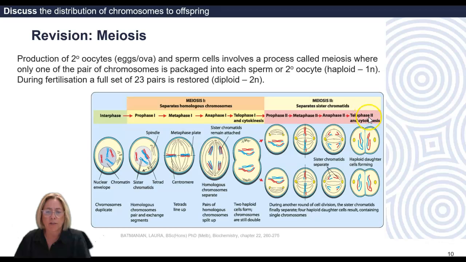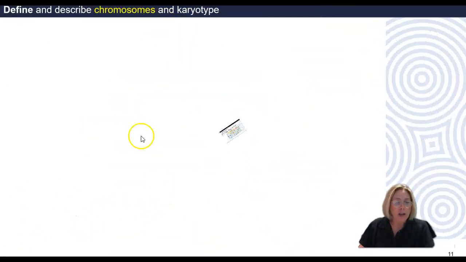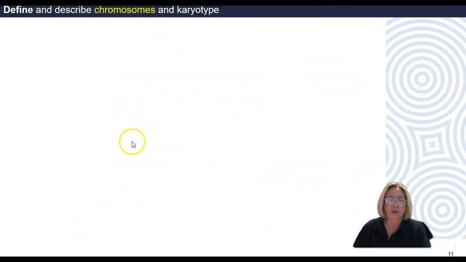And as a result of that, then in telophase and cytokinesis, we have the haploid daughter cells forming. So during another round of cell division, which is this meiosis 2, the sister chromatids finally separate, resulting in the 4 haploid daughter cells containing single chromosomes. Now, I'll get back to quite a bit of this in a few slides' time when we're talking about how genetic variation occurs.